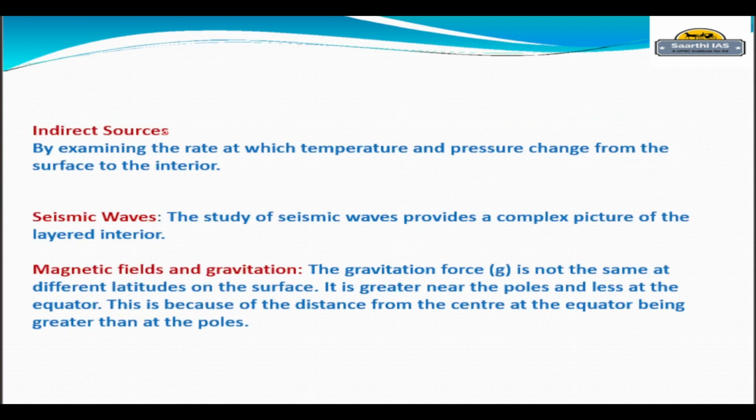Now the indirect sources. Firstly, we discussed the direct sources, that was mining and volcanic eruptions. Now let us talk about the indirect sources. What is the interior of the earth and how does it look? By examining the rate at which the temperature and the pressure change from the surface to the interior, we get knowledge about the interior of the earth.